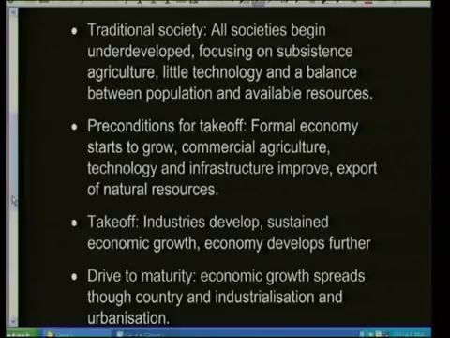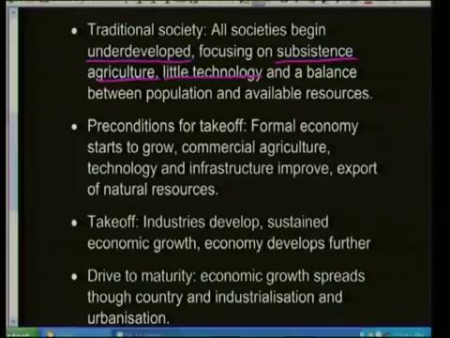Traditional society: all societies begin underdeveloped. We've mentioned that they focus on subsistence agriculture. There's little technology in those societies, and a balance occurs between the population and the resources. They have no need or no want to actually try and be better.